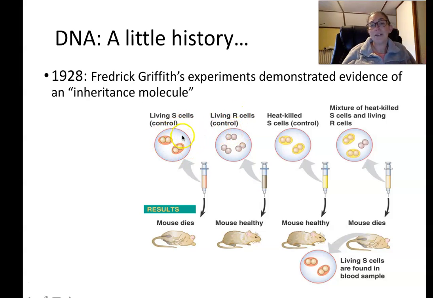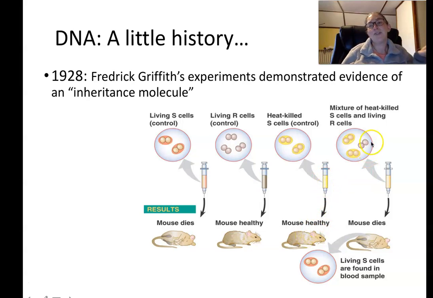The smooth ones, when they were injected into a mouse, made the mouse very sick and the mouse died. But the rough ones, when injected into a mouse, the mouse didn't get sick and just fought off the bacteria and didn't die. So he took those S cells and he heated them up to kill them and injected a bunch of the dead S cells into a mouse. And of course, since the cells are dead, they couldn't cause an infection and the mouse is fine.